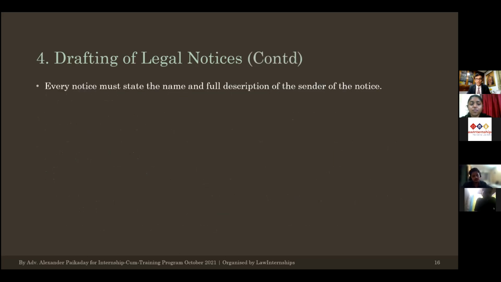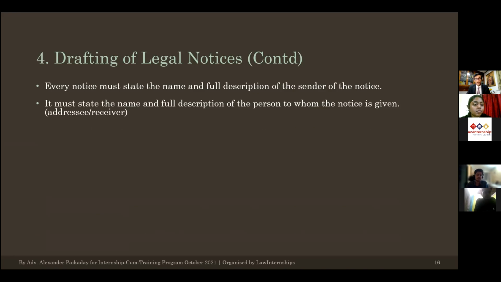Now, every notice must state the name and the full description of the sender of the notice, whichever notice it might be. The name and full description of the sender is a key ingredient. It must also state the name and the full description of the person to whom the notice is given, the addressee or the receiver. So there should be clarity in this aspect too.